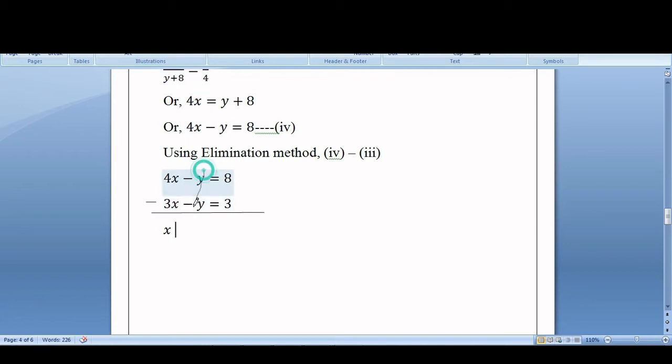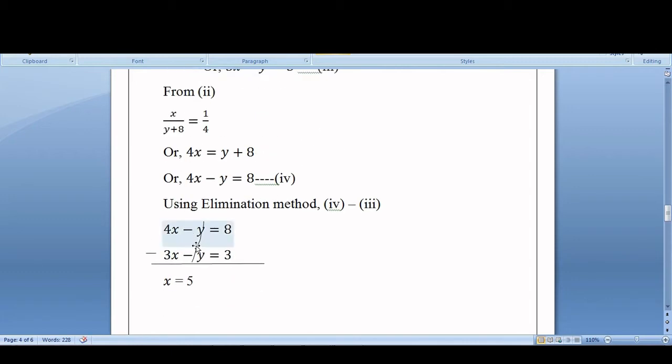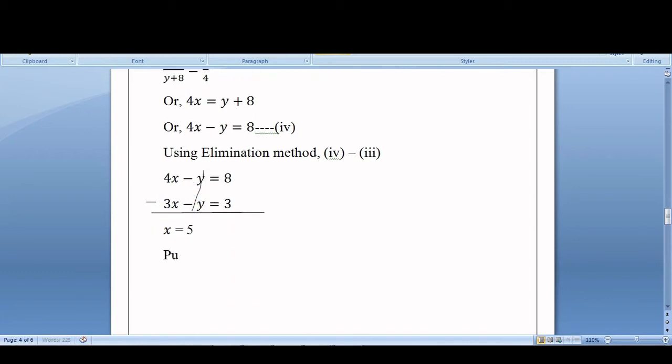Since both are minus y and we are subtracting, the value of y will be cancelled, and the value of x will be 4 minus 3, which is 1... wait, the coefficient difference is 8 minus 3, which is 5. So we have got the value of x simply. It will be very much easier to apply the elimination method in this case. Now we can substitute the value of x in either equation 3 or equation 4. So it's 4x minus y equals 8.